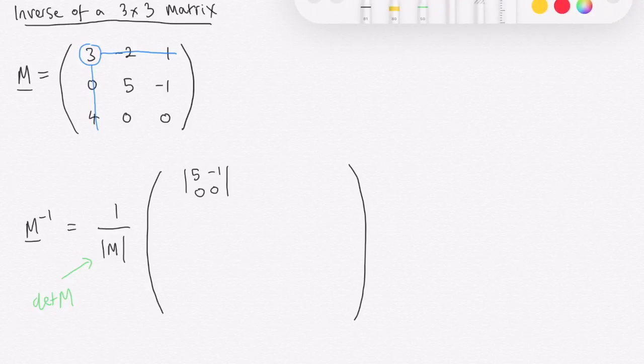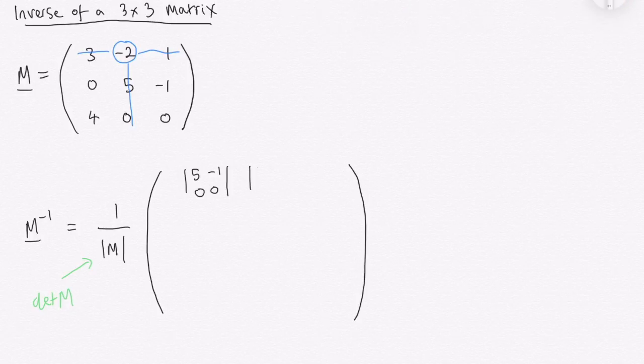Okay, to calculate our second minor, we do the same thing. We take the second element in the top row, so minus 2. We cross out all the other elements in that row, we cross out all the other elements in that column, and we calculate the determinant of the remaining 2 by 2 matrix, which is 0, minus 1, 4, 0. Similarly, the third minor is what we get when we take the element 1 in the top row, cross out the elements in that row and column, and take the 2 by 2 determinant of 0, 5, 4, 0.